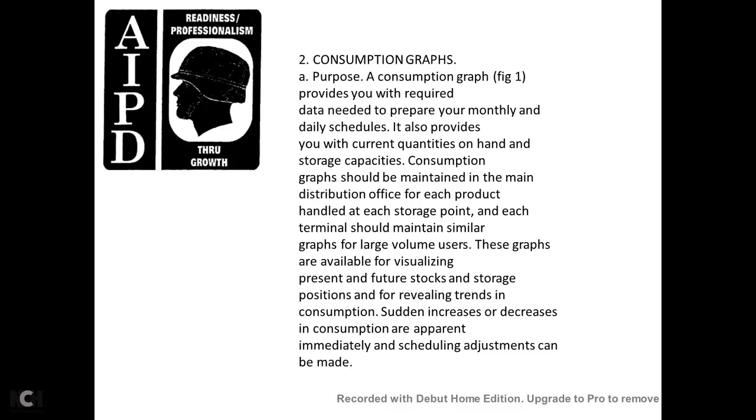The consumption graph. The purpose of the consumption graph, Figure 1, is to provide the data needed to prepare the monthly and daily schedule, along with the current quantities on hand and storage capabilities. A consumption graph is maintained in the main distribution office for each product handled at each storage point. Each terminal should maintain similar graphs for large volume users.